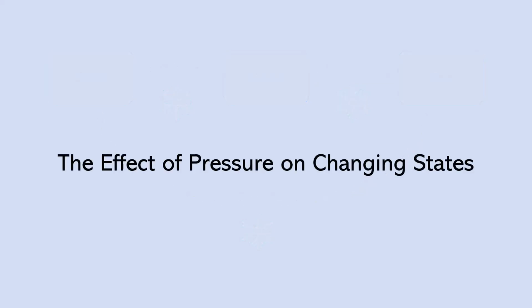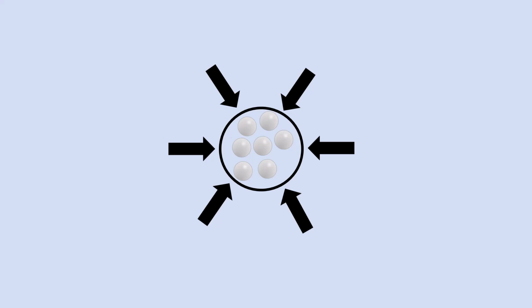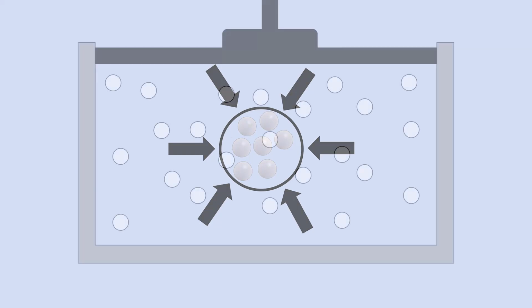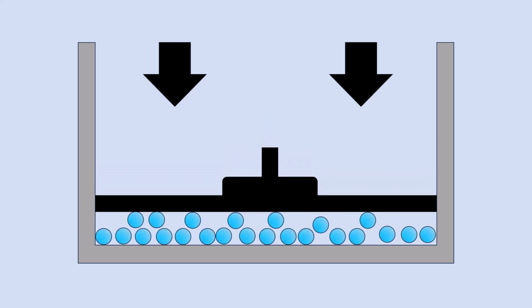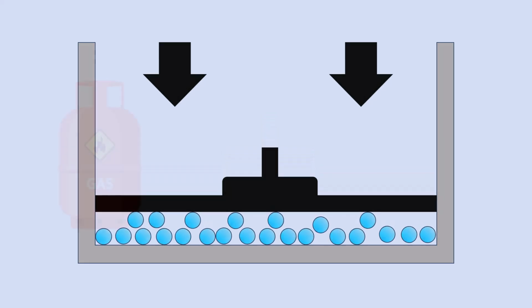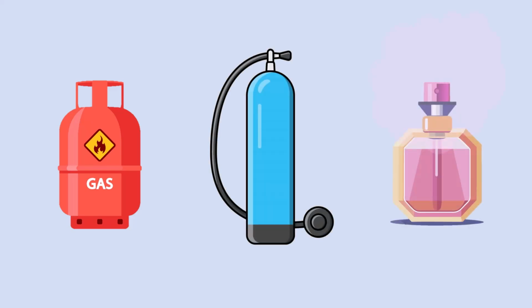Now, let's talk about the role of pressure in changing states of matter. Recall from part 3 that it is possible to compress a gas. That is nothing other than increasing the pressure on a gas, right? Increased pressure squishes the particles together and the gas turns into a liquid. This is how we store gases like LPG and oxygen in cylinders and even perfume in bottles by increasing pressure.